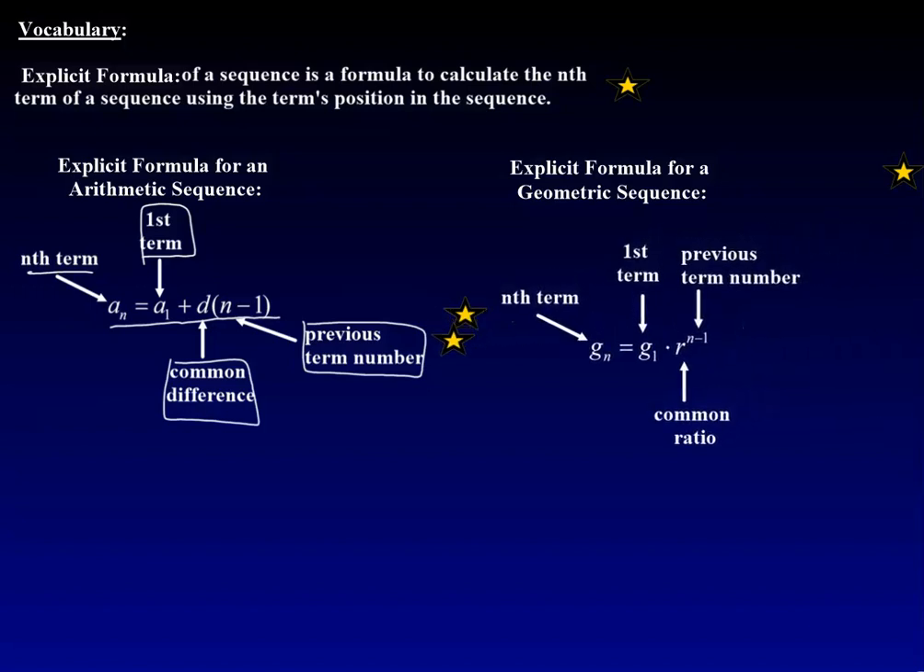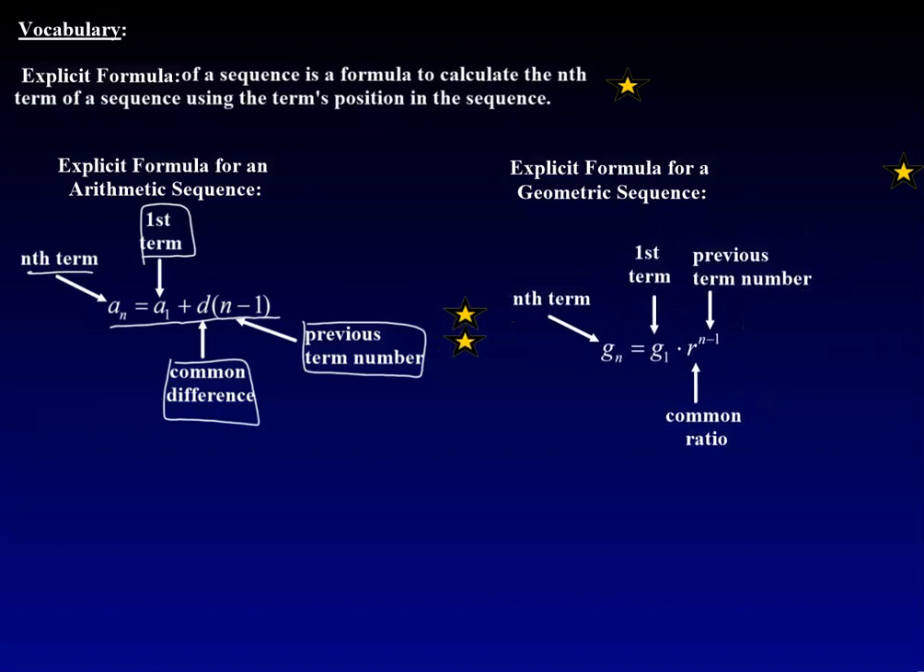And then we have an explicit formula for a geometric sequence. This one is g sub n equals g sub 1 times r to the n minus 1. Again, g sub n is the nth term, g sub 1 is the first term, the previous term is n minus 1, and r is our common ratio.